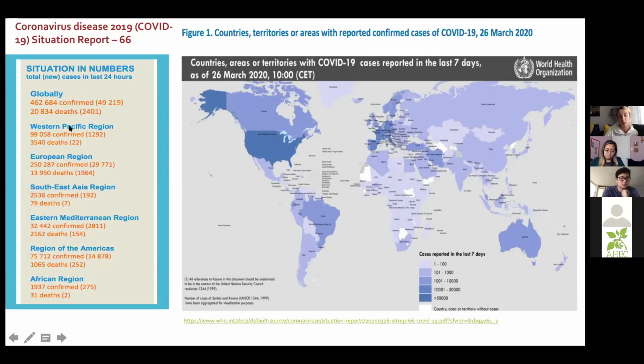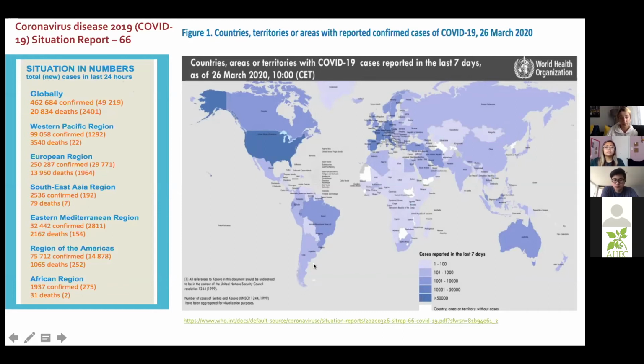Then we look at the Western Pacific region, 99,000 confirmed cases. European region, 250,000 confirmed cases, and so on. In African regions, almost 2,000 confirmed cases. This is just showing you the situation in numbers globally, how the new coronavirus affects human beings globally. The numbers are very high. And if you see here, the United States is a dark color. We're reaching almost more than 50,000 cases. Any question with that?